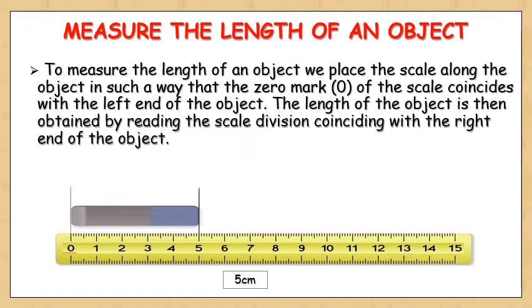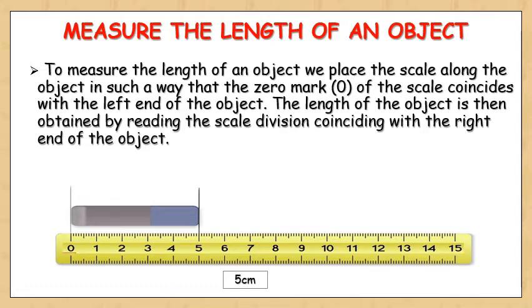Now next is measure the length of an object. Now students, suppose we have to measure the length of an object. So what is the procedure or what is the correct way or how you can measure the length of an object? So let us see this. You know that the simplest and standard device for measuring is the scale. So let us measure the length of an object by using a scale.